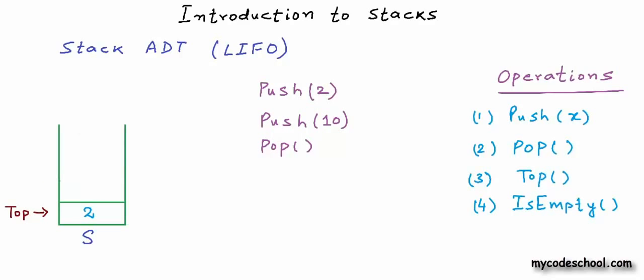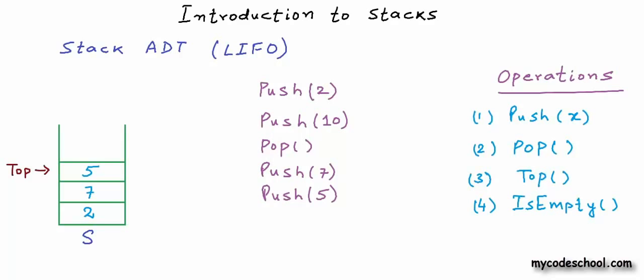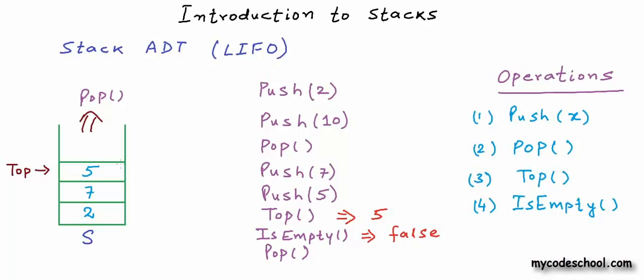Let's do a few more pushes. I just pushed 7 and 5 onto the stack. At this stage, if I call top operation, it will return me number 5. Is empty will return me false. At this stage, a pop will remove 5 from the stack. As you can see, the integer which is coming last is going out first. That's why we call stack last in first out data structure.